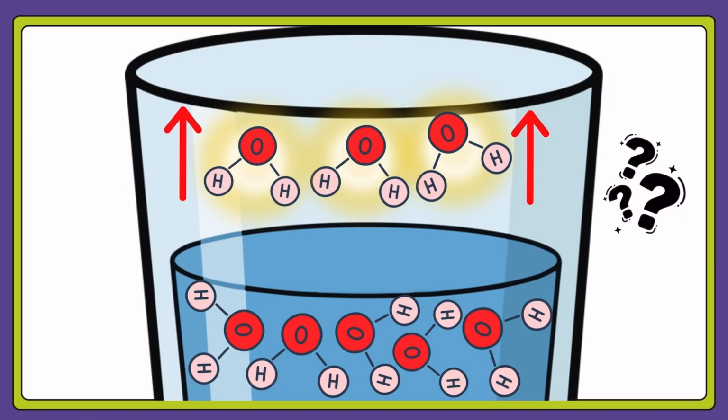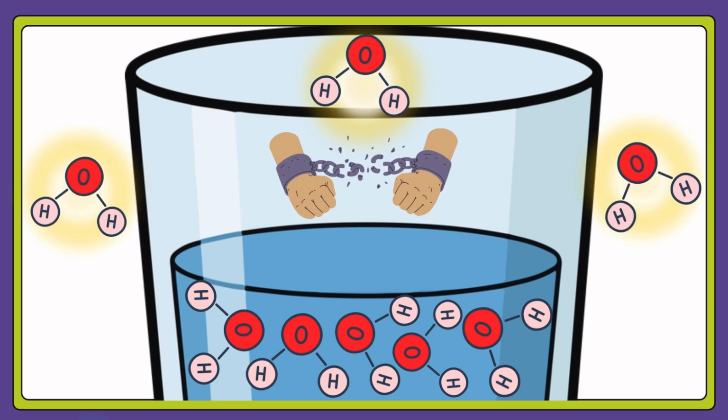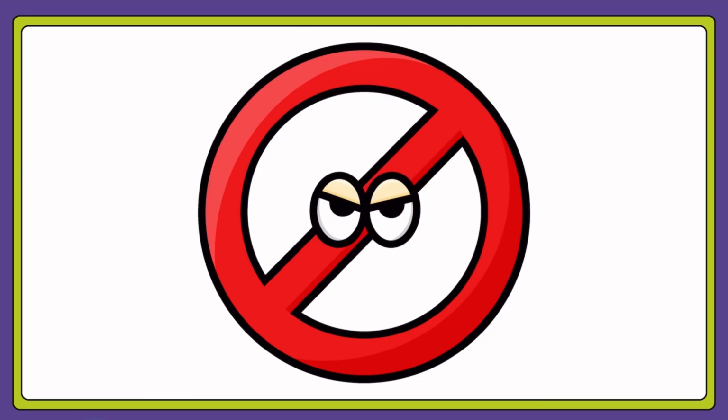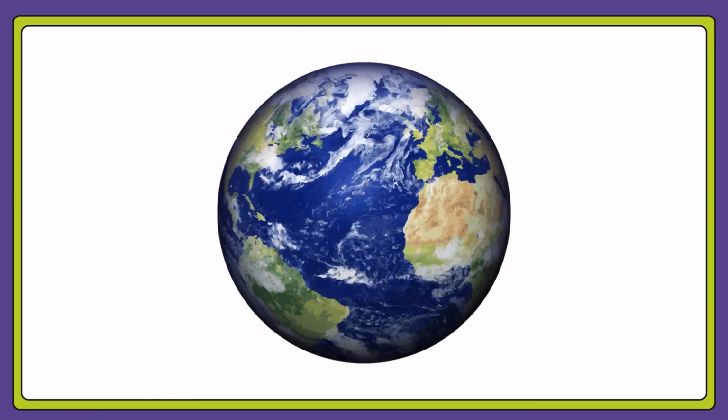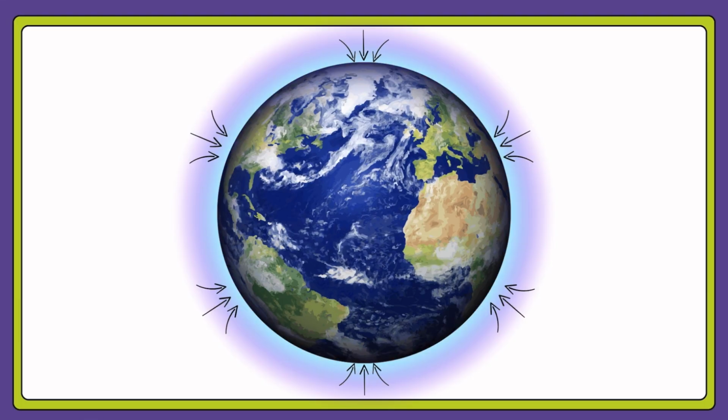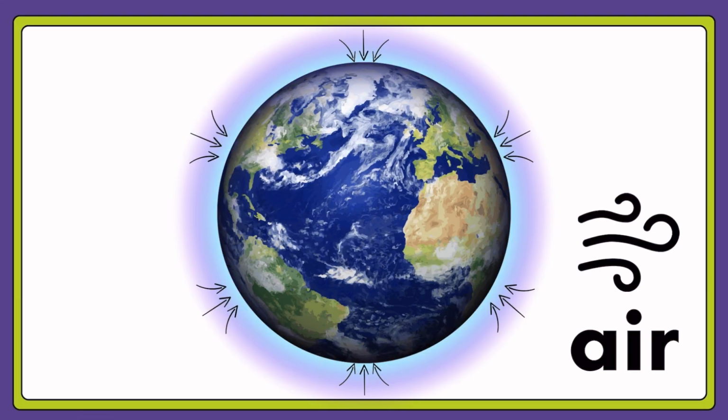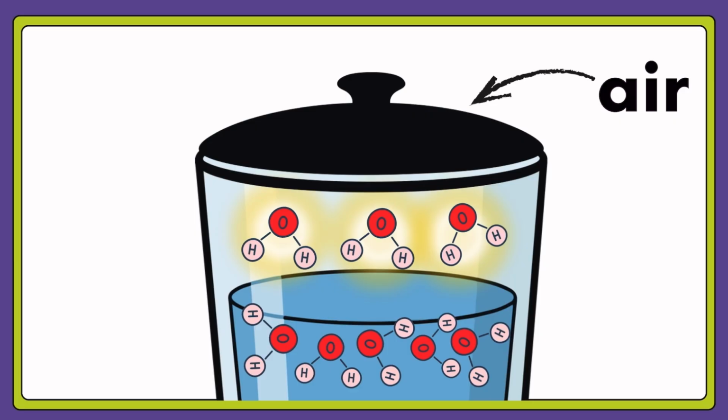Now you might wonder why these particles are still pushing up when they've already escaped the liquid. Shouldn't they be wild and free? Unfortunately, no. On planet Earth, we have something called atmospheric pressure, also known as air. Air acts like an invisible lid on the glass of water. It pushes down while the gas particles push up.